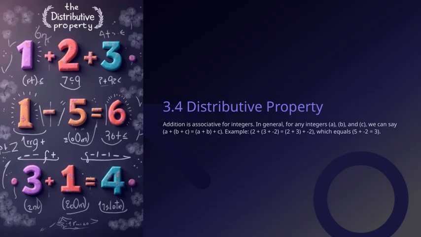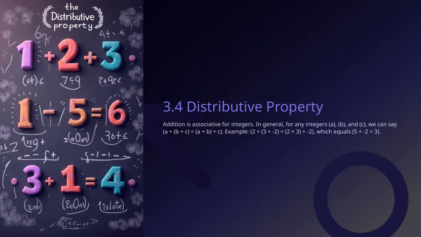To make this clearer, let's look at an example. Consider 2 plus the sum of 3 and -2. According to the associative property, this should be the same as 2 plus 3, and then adding -2. When we do the math, 3 plus -2 simplifies to 1, so 2 plus 1 equals 3. And if we do it the other way, 2 plus 3 is 5, and 5 plus -2 also equals 3. This example highlights a key concept.